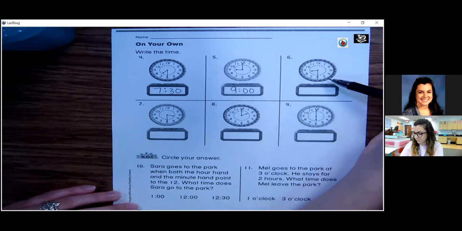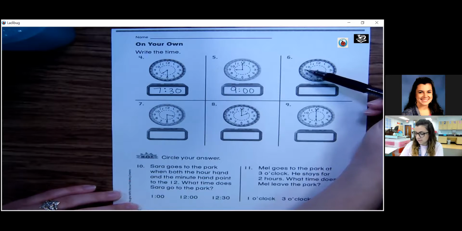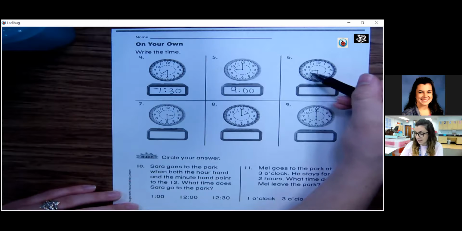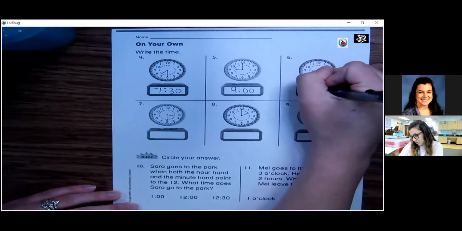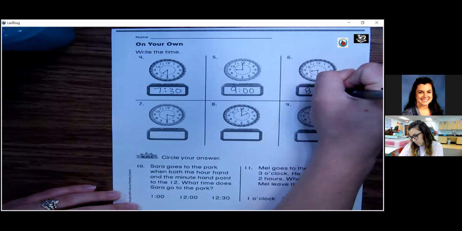Let's look at number 6. I'm going to look at my minute hand. My minute hand tells me if we're going to be counting and telling time to the hour or the half hour. When our minute hand points to the 6, we'll be counting to the half hour. Now let's look at our hour hand. Our hour hand is not pointing directly at a number. It's between 2 numbers. Our hour hand is pointing between 8 and 9, which means it is half past 8 or 8:30. Oh goodness, my zeros look kind of funny today.